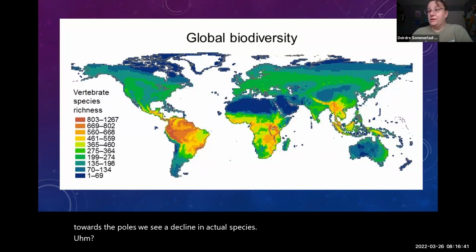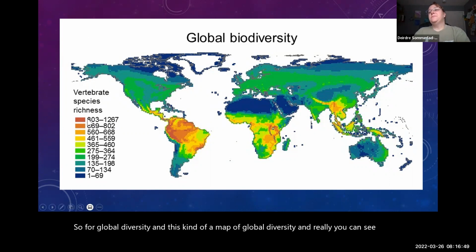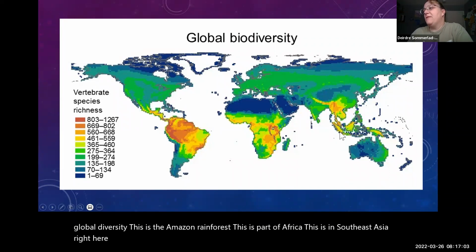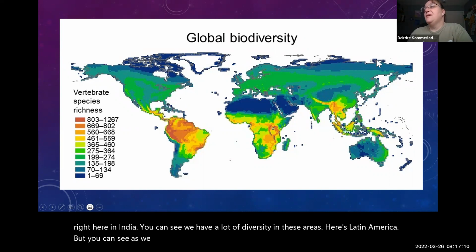So as you go towards the poles, we see a decline in actual species. So for global diversity, this is kind of a map of global diversity, and really you can see here the number of species is biggest in these red areas, right? So this is where we have the largest global diversity. This is the Amazon rainforest. This is part of Africa. This is in Southeast Asia. Right here's India. You can see we have a lot of diversity in these areas. Here's Latin America. But you can see as we go to the poles, very low species diversity because there just isn't a lot of energy sources up there, right?